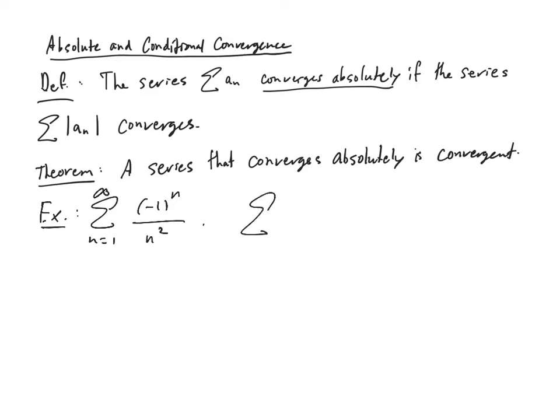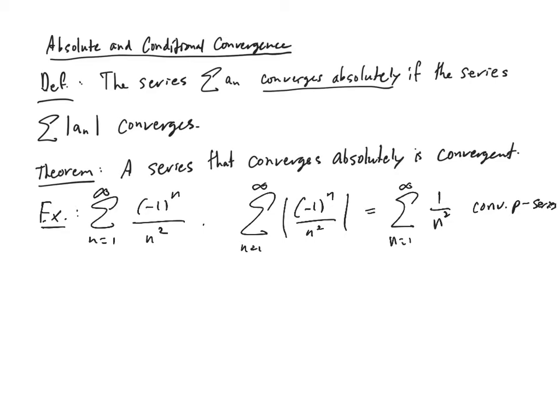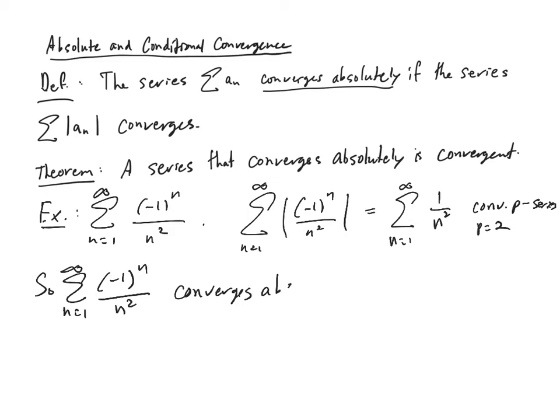So if we look at the absolute value of these terms, negative 1 to the n divided by n squared inside of absolute values, what does that do? Well, n is always positive here, and the negative 1 to the n just becomes a 1 to the n, so this is the sum from n equals 1 to infinity of 1 over n squared, and this is a convergent p-series with p equal to 2. And so what that says is the sum from n equals 1 to infinity of negative 1 to the n over n squared converges absolutely. And in fact, it converges as well.